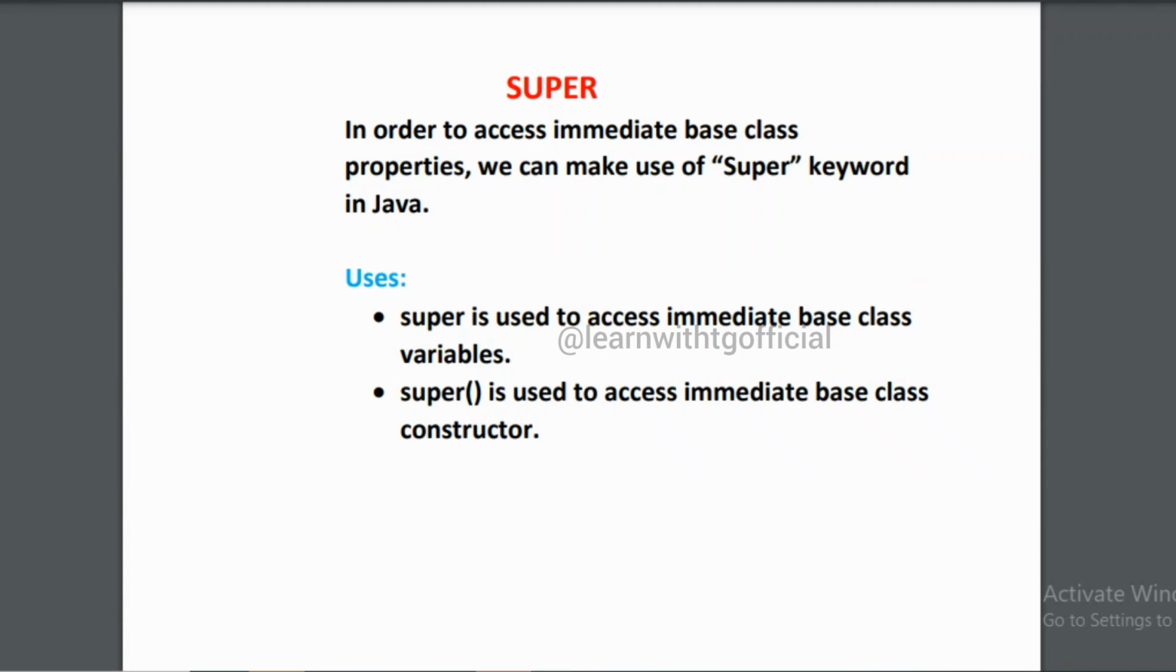In order to access immediate base class properties, we can use the super keyword in Java. Following are the uses of super in Java. Super is used to access immediate base class variables. The super method is used to access the immediate base class constructor.